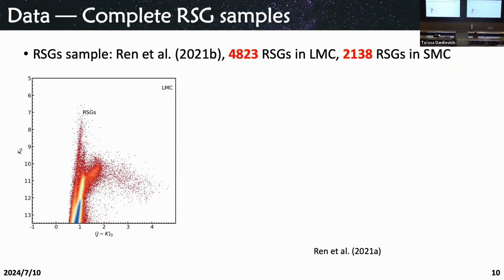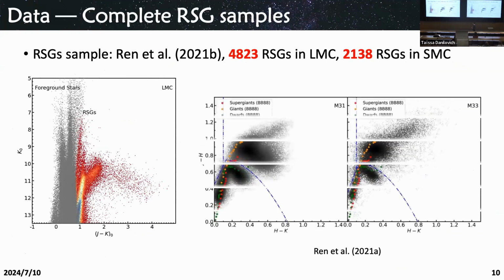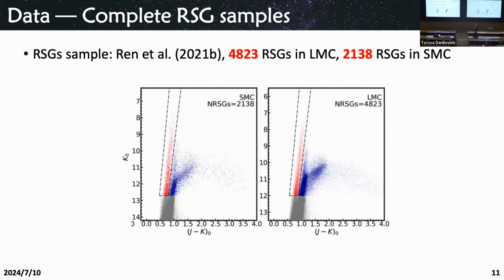It seems really easy to select red supergiant stars in the color magnitude diagram, but they are highly contaminated by the foreground stars, mainly the red dwarfs in our Milky Way. So Ren et al. proposed a G-H, H-K diagram to distinguish the giant and supergiant stars from the dwarf stars, mainly because the H-band is sensitive to the stellar surface gravity. And then they can identify the red supergiant populations in the color magnitude diagram and obtain the nearly complete sample for 14 galaxies in our Local Group.